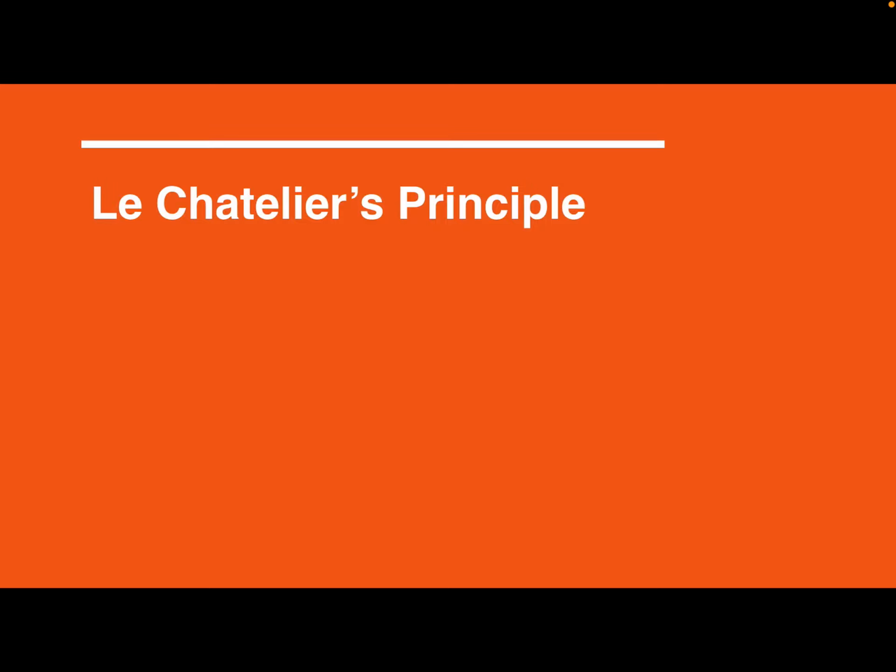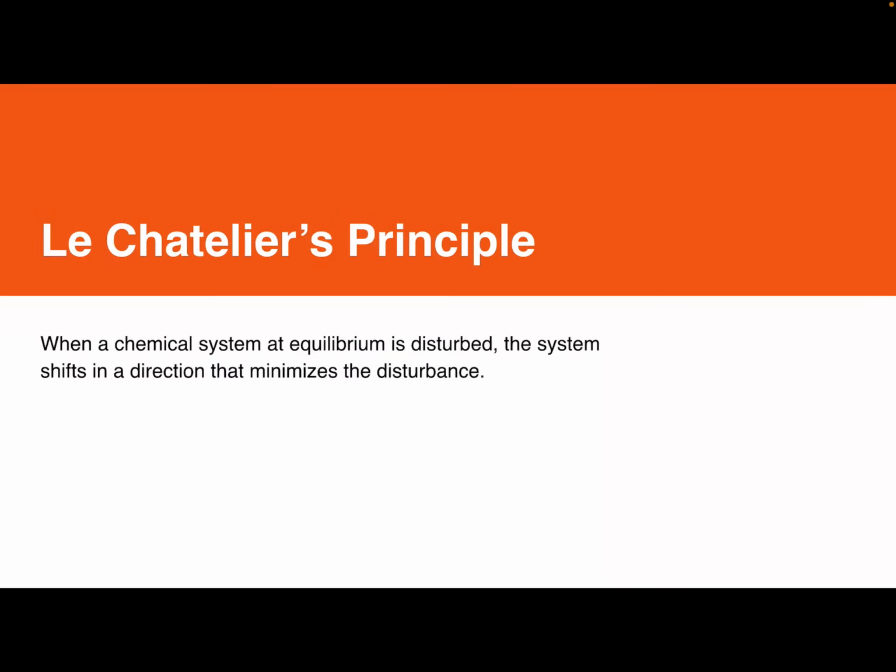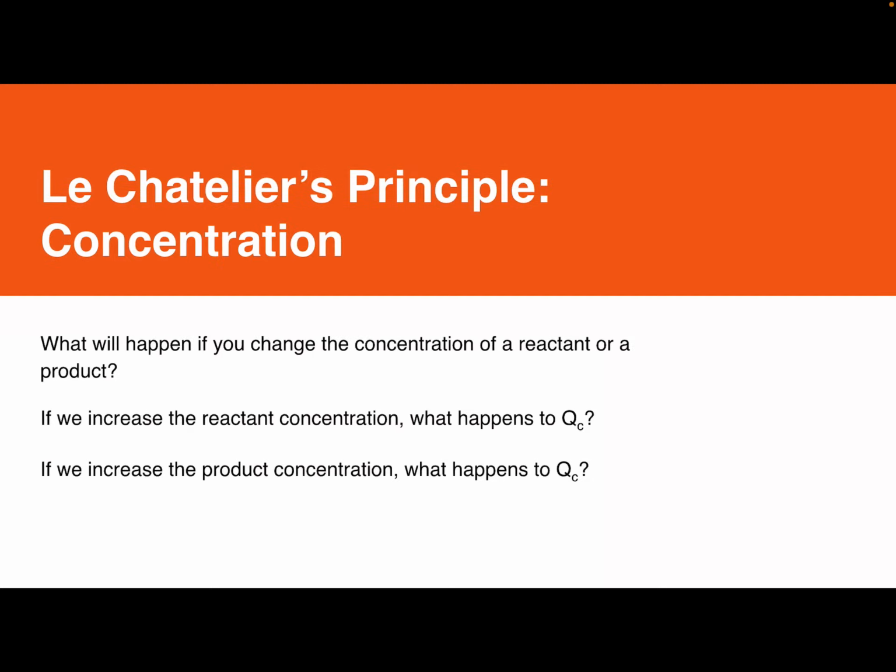All right, last thing I want to talk about with equilibrium is Le Chatelier's principle. Essentially, this is a principle that says when something happens to a system at equilibrium, the direction of the reaction is going to shift to minimize that disturbance. So, what do I mean? Well, there's a couple different things we're going to look at.